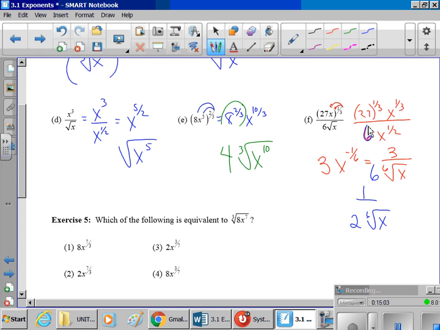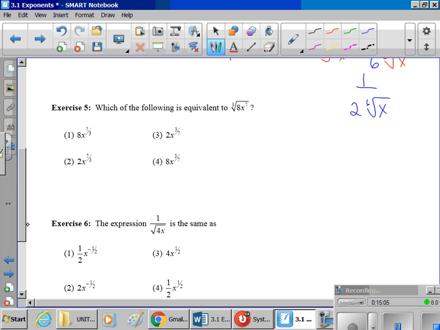All right, so exercise 5. Which of the following is equivalent to the cube root of 8x to the 7th power? So they're just telling you to rewrite it with rational exponents. So this is the cube root of 8 times the cube root of x to the 7th. The cube root of 8 is 2, because 2 times 2 is 4, times 2 is 8, times the cube root of x to the 7th, which we can rewrite as x to the 7/3. So right here is number 2.